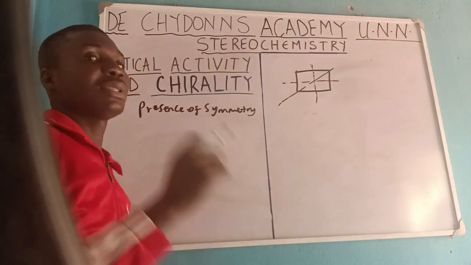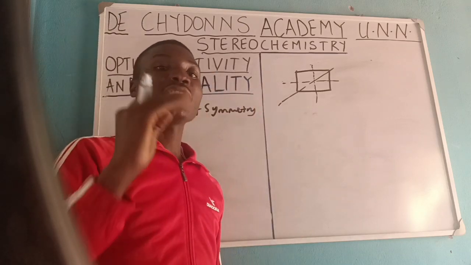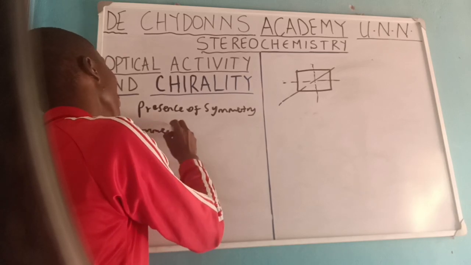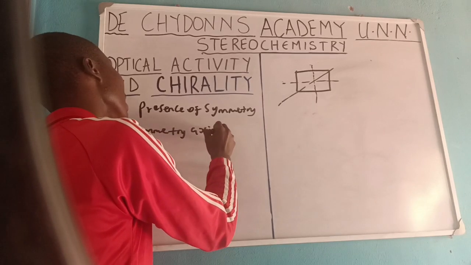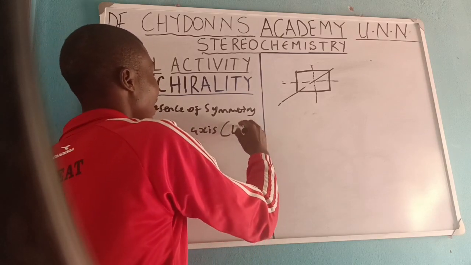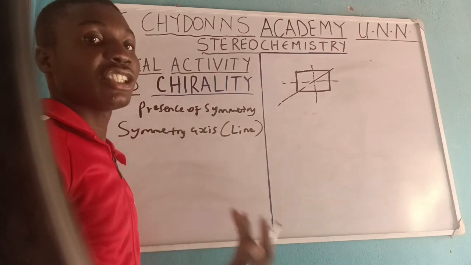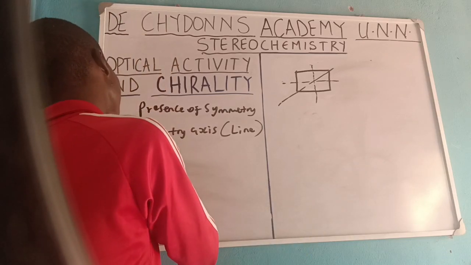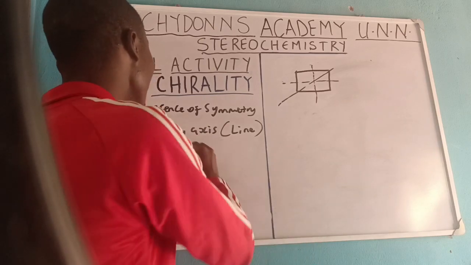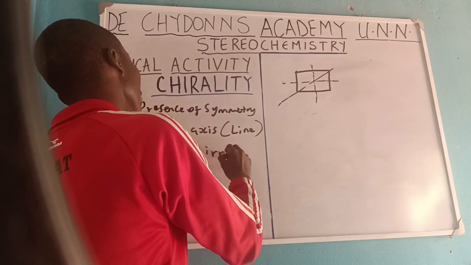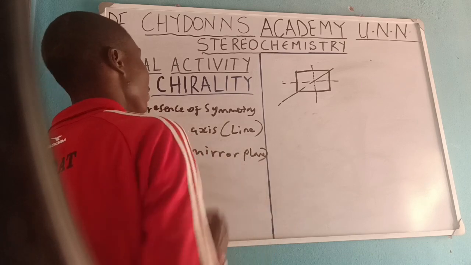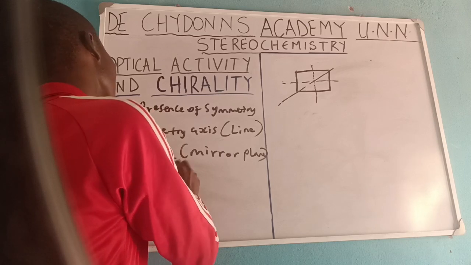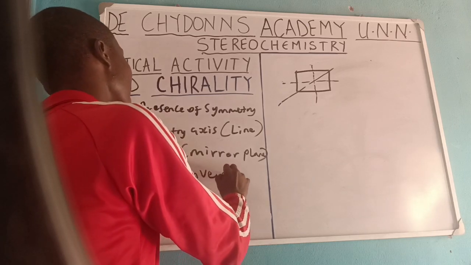So, presence of symmetry. Now there are three elements of symmetry. We have symmetry axis. Symmetry axis can also be referred to as line of symmetry. Then we have plane, or you can refer to it as mirror plane. So that's plane of symmetry. Then we can now talk about points, and we can refer to that as inversion.